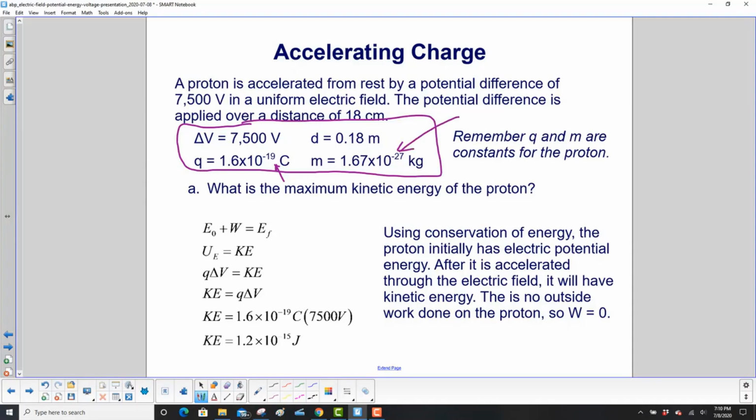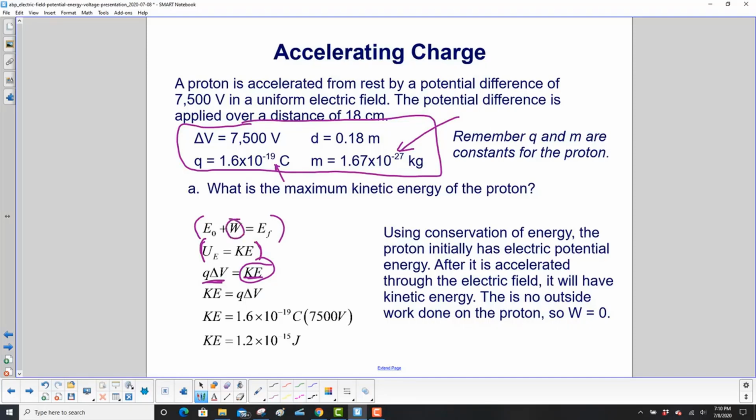Use our work energy equation. Initial energy plus work is equal to final energy. We have the potential energy being converted into kinetic energy. Here's our potential, Q delta V. Here's our kinetic energy. So we have kinetic energy is Q delta V. We're using the conservation of energy, where the proton initially just has electric potential energy. After it is accelerated through the electric field, all it has is kinetic energy. There's no outside work done on the proton.